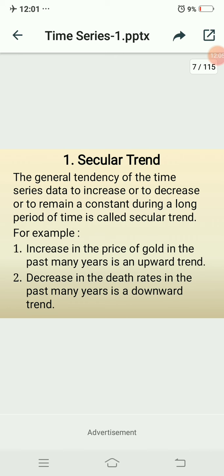upward trend. But here, the decrease in the death rates in the past many years is a downward trend, because the population is more here. Okay, it is always at a growing level, it's increasing. Okay, here the death rate decreases, which means the birth rate is more. If you are considering the death rate, automatically it's a downward trend. If you are considering the birth rate, automatically it will be an upward trend.